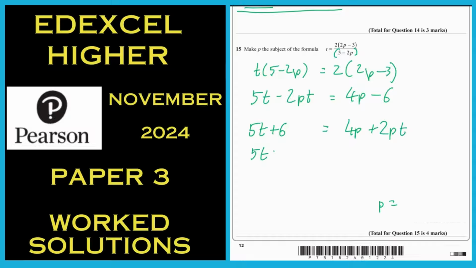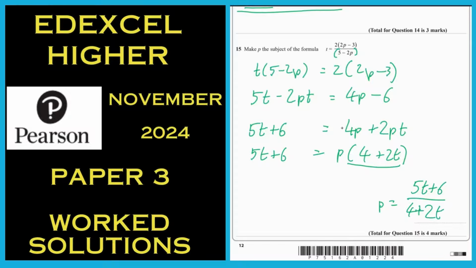Now's that stage I mentioned. Take the p out, factorise for p. And we're there. Because to isolate p, to get p on its own, we simply take the 5t plus 6 and divide by whatever is next to p.